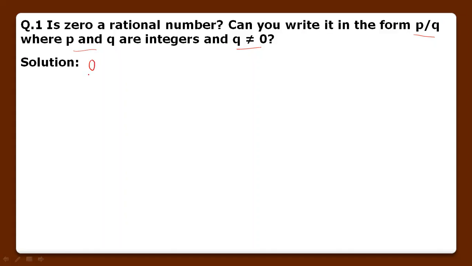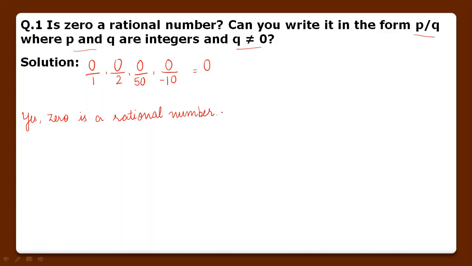We can write 0 as 0 upon 1. We can write it as 0 upon 2 or any number like 0 upon 50 or any negative number like 0 upon minus 10. The answer of all these will be 0. तो हम इसे इन फॉर्म्स में लिख सकते हैं. So इन फॉर्म्स से हमें क्या पता चला? Here all the numerators are also integers, denominators are also integers and denominators are not equal to 0. So we can write very surely that yes, 0 is a rational number.